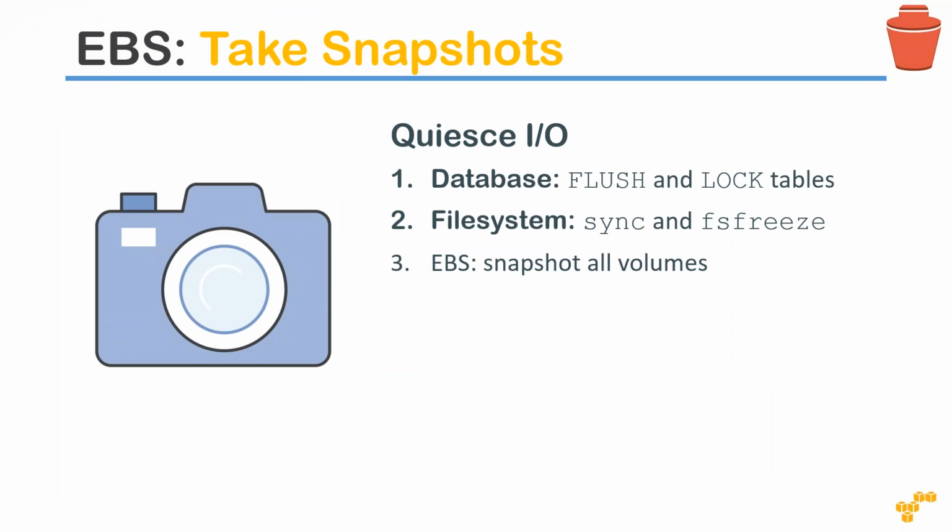When you take snapshots, there are a couple of things you need to remember. If a database is accessing the EBS volume, you need to flush all the input-output operations and lock the tables. In other words, there should not be any I/O happening on your disk. And if it is a file system that is accessing your EBS, then you need to do an FS freeze or a sync so that all the incomplete transactions are completed and pending open files are closed.